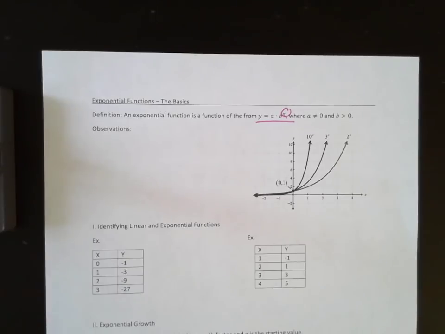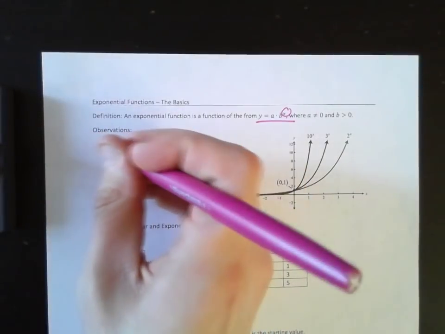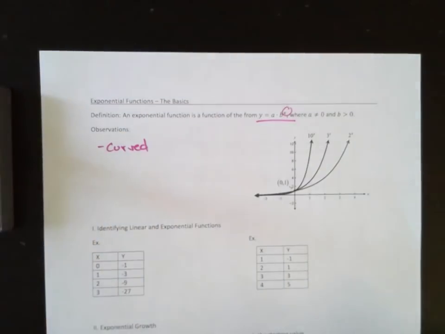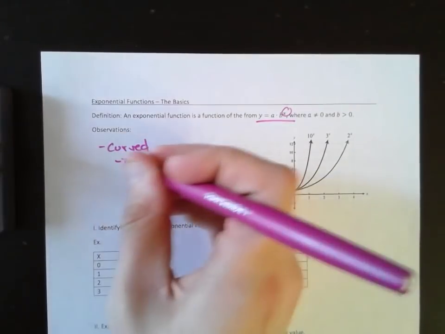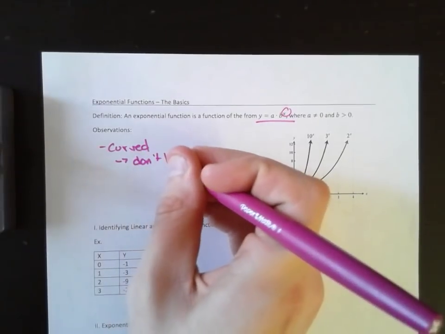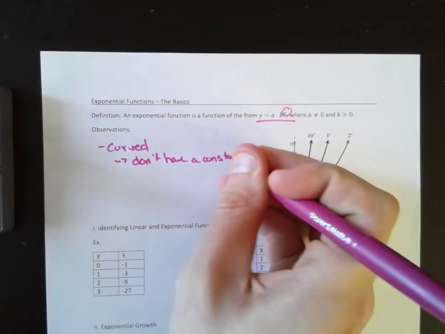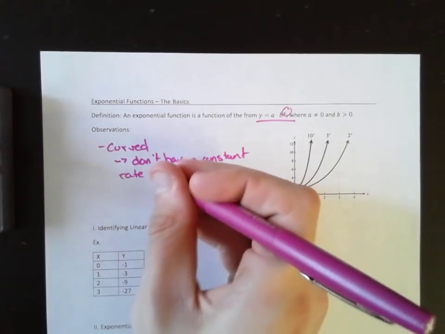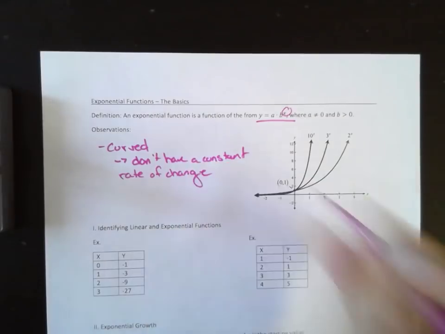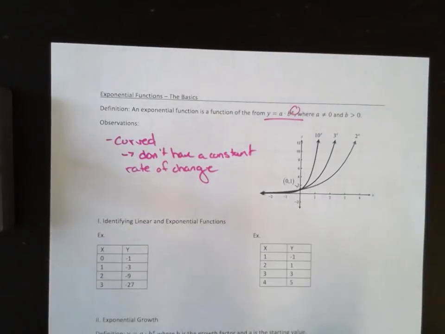Now if we take a look at the graph, we can see that these exponential functions don't look like linear functions anymore. We know linear functions are a straight line. Exponential functions, on the other hand, curve. Alright, they start out pretty slow and then they get going pretty quickly depending on what the base is. So again, that's our first observation. These lines are curved. Okay? They don't have a constant rate of change. And again, that's the biggest thing that differs between exponential functions and linear functions.